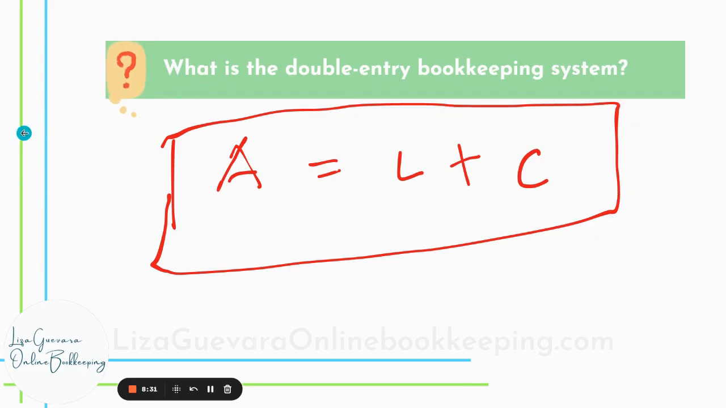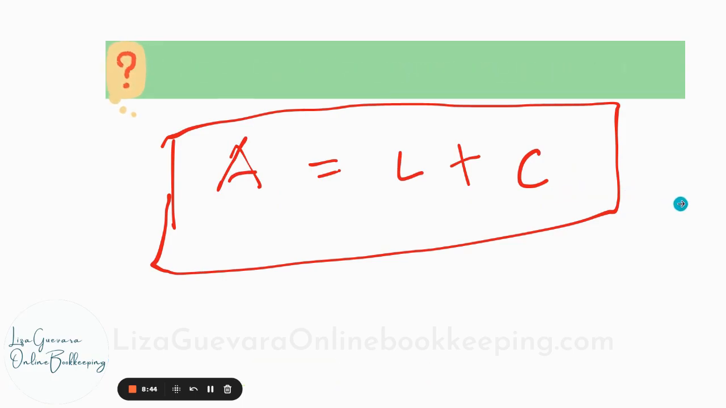So the double entry bookkeeping system will always affect at least two of these elements: the assets, liabilities, and capital or owner's equity.